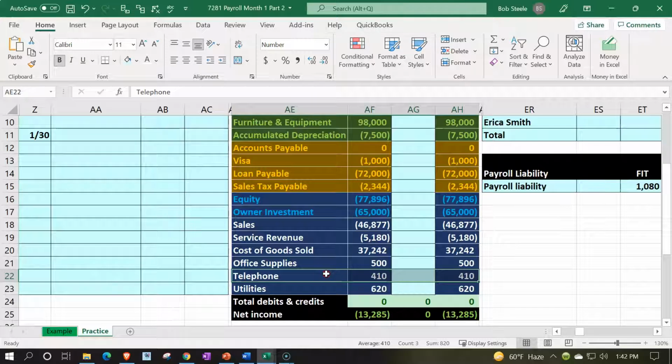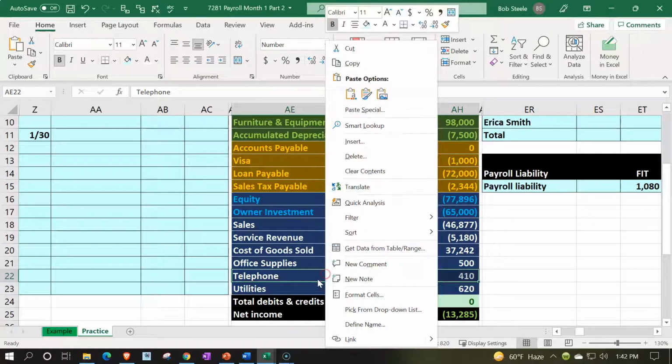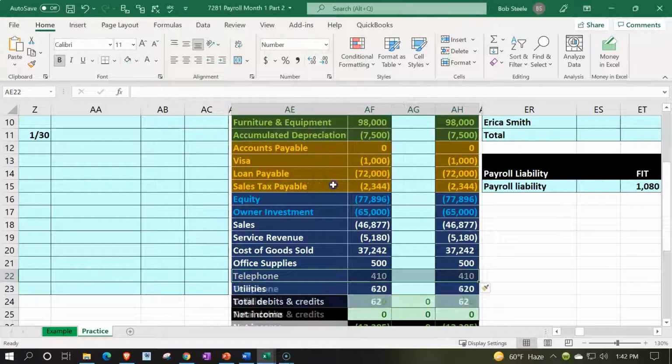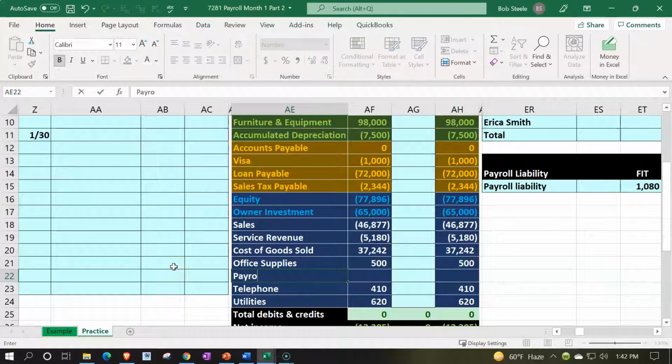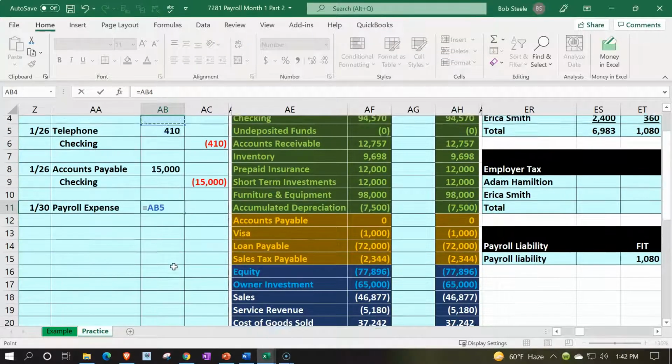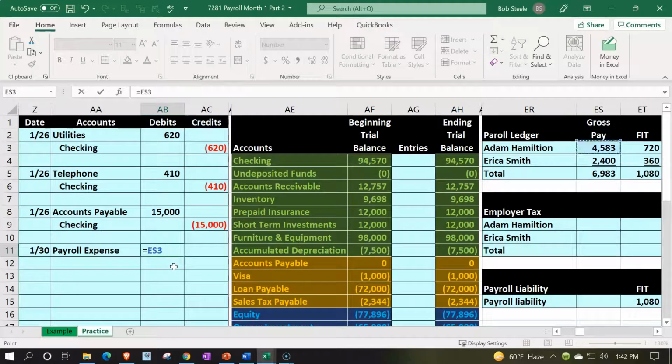So I'm going to right click and insert some cells and push down the cells so we have them right there. This is going to then be the payroll expense, 0 to start out with. So there's our first account. Payroll expense is going to be here on the debit. I'm going to put this for the first person, which is going to be Adam.